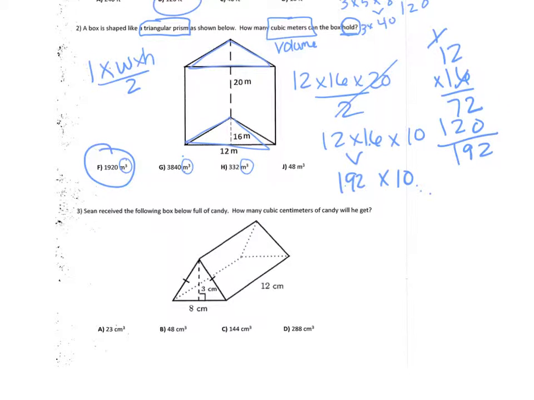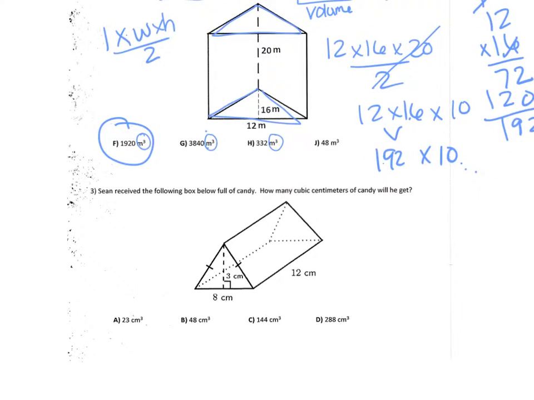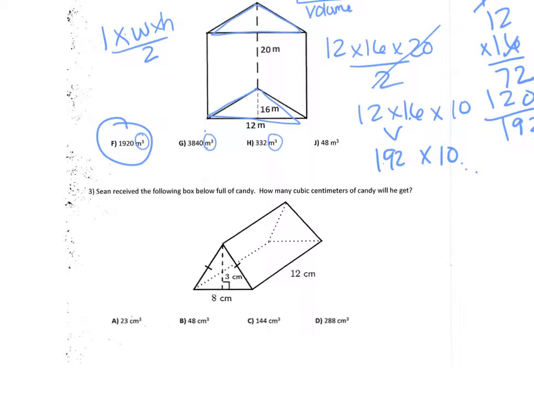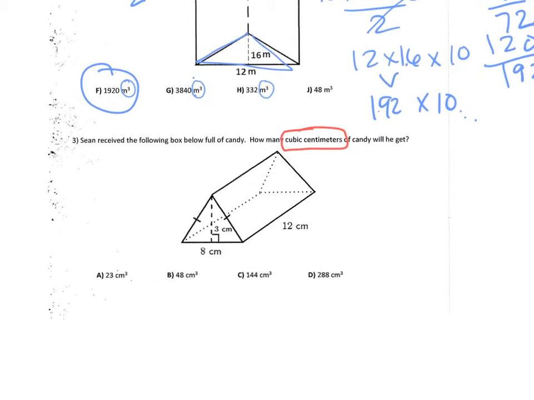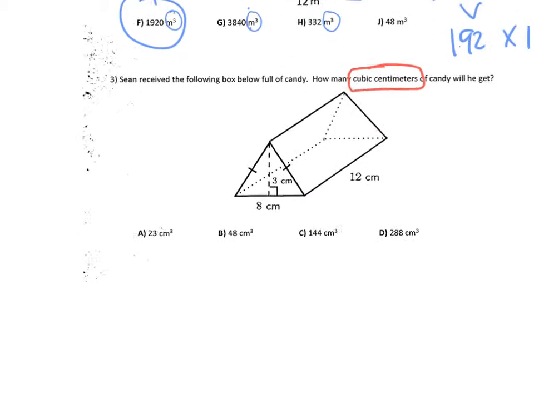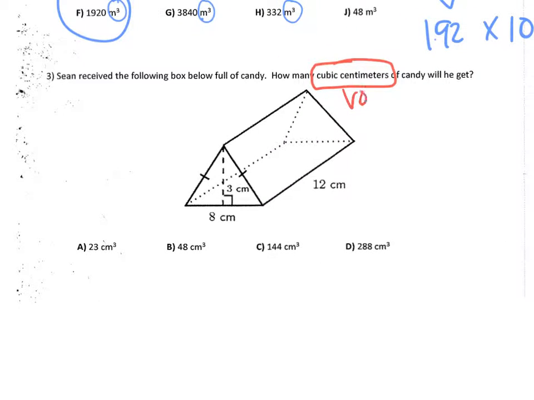Okay, number 3, make sure you're underlining and circling with me, following along. Sean received the following box below full of candy. How many cubic centimeters of candy will he get? Am I looking for surface area or volume? Volume, because it says cubic. All of your answer choices have these tiny little 3s, so that tells you it's volume.